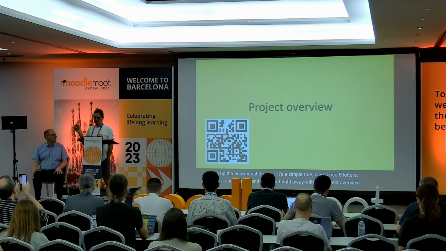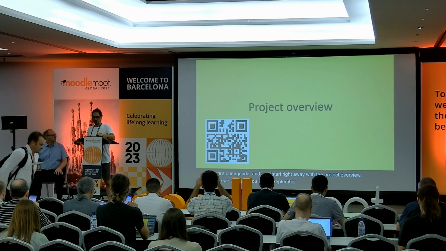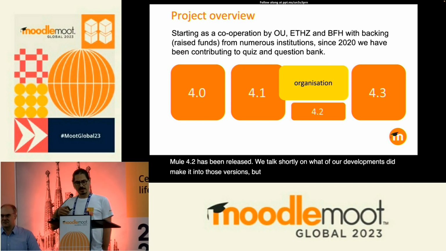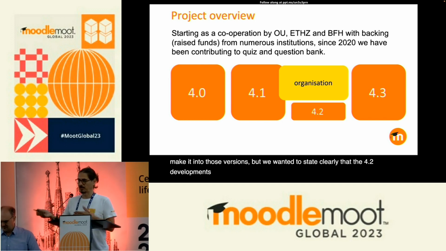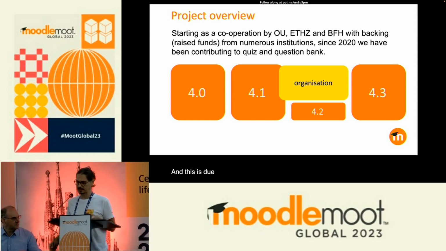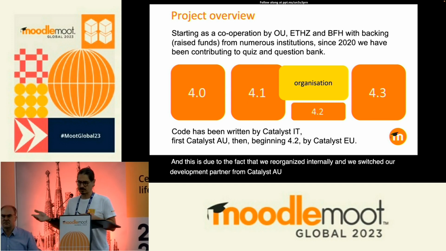Since we spoke to you last in September 22, a year ago, Moodle 4.1 and Moodle 4.2 have been released. We will talk shortly about which of our developments made it into those versions, but we wanted to state clearly that the 4.2 developments were smaller than the other steps we have been able to accomplish. This is due to the fact that we reorganized internally and we switched our development partner from Catalyst AU to Catalyst EU, which took us some time and resources during winter and spring.